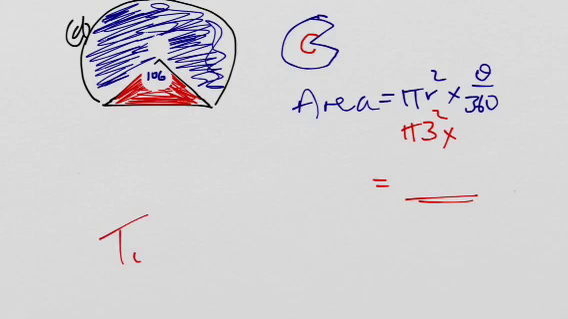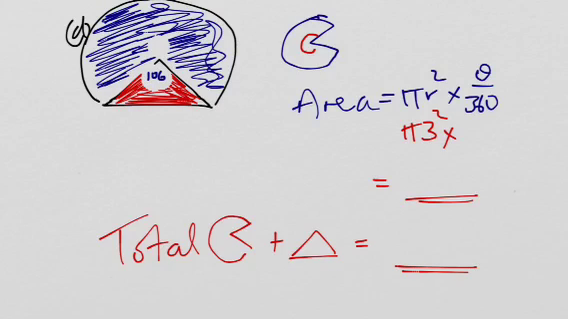So the total area is the Pac-Man shape plus the triangle shape that you had earlier. That will give you the total area of the front.